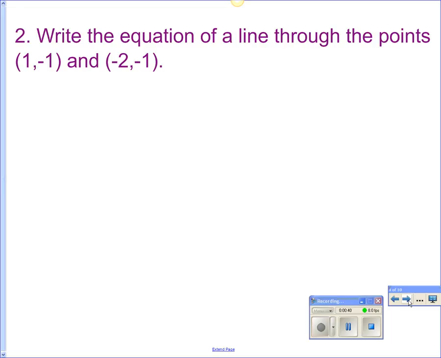Haley, what are we doing first? All right, what's one formula we're using today, Haley? Good, so y equals mx plus b. That's because it said the equation of a line. That's why she knew to use y equals mx plus b, equation of a line.